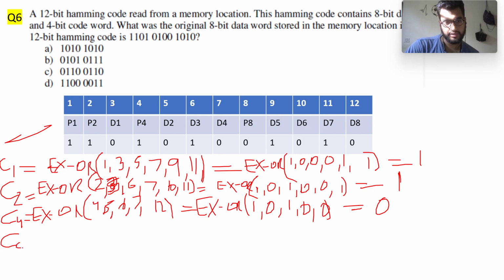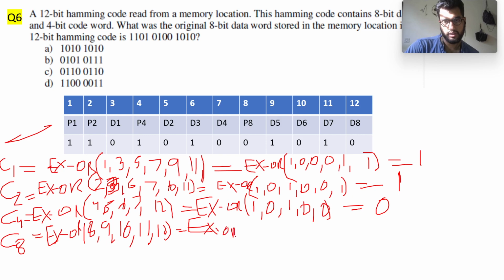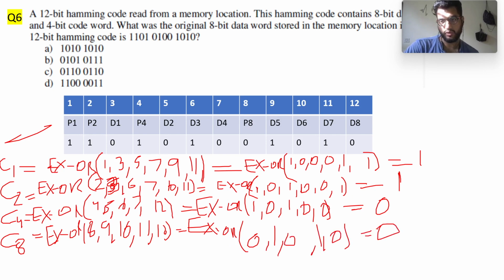Then I am having C8, so it will be XOR of 8, 9, 10, 11 and 12. So it will be XOR of 0, 1, 0, 1, 0. So this thing is 0.